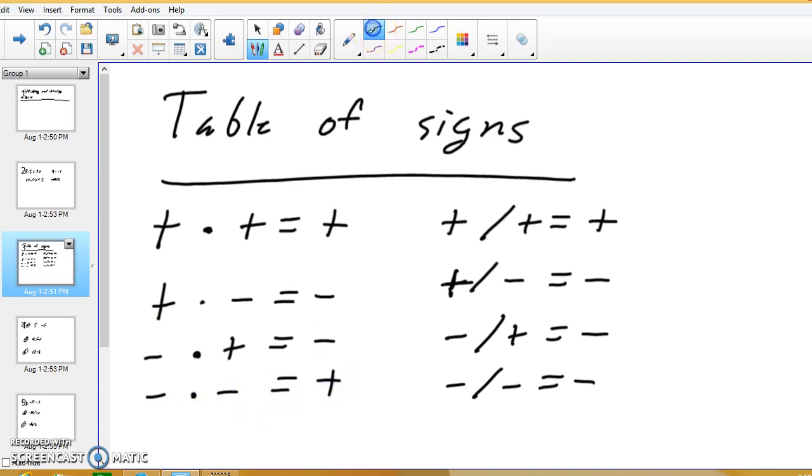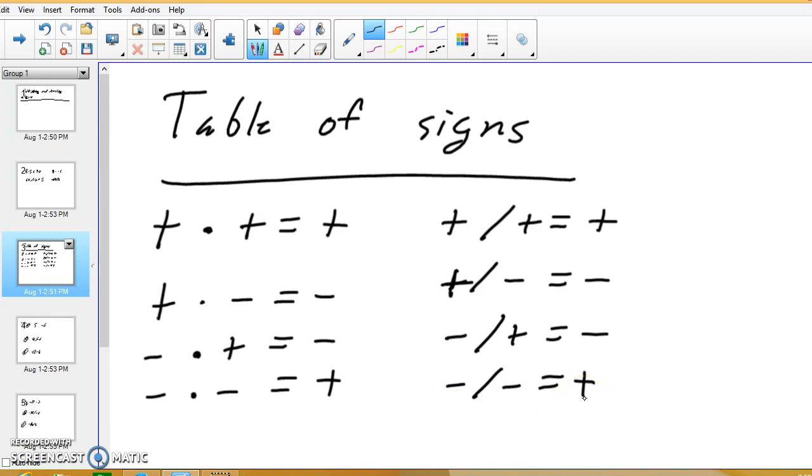That was a typo there. That should be a negative times a negative is a positive. Then literally the exact same thing, only with the division sign. A positive divided by a positive is a positive, which is what we've always done. Now if we throw in a negative, positive divided by negative is negative. Negative divided by positive is negative as well. And then the same thing over here, that's a typo. If you have a negative divided by a negative, that is equal to a positive.